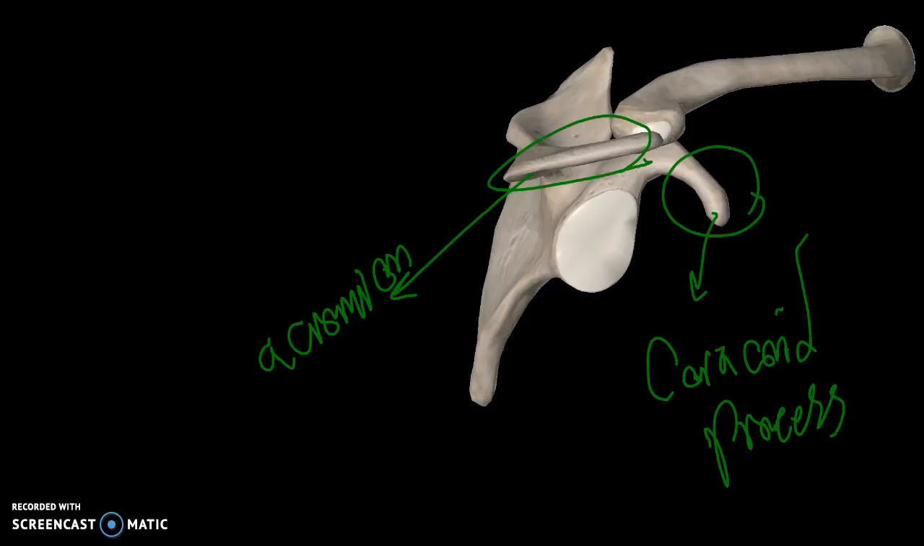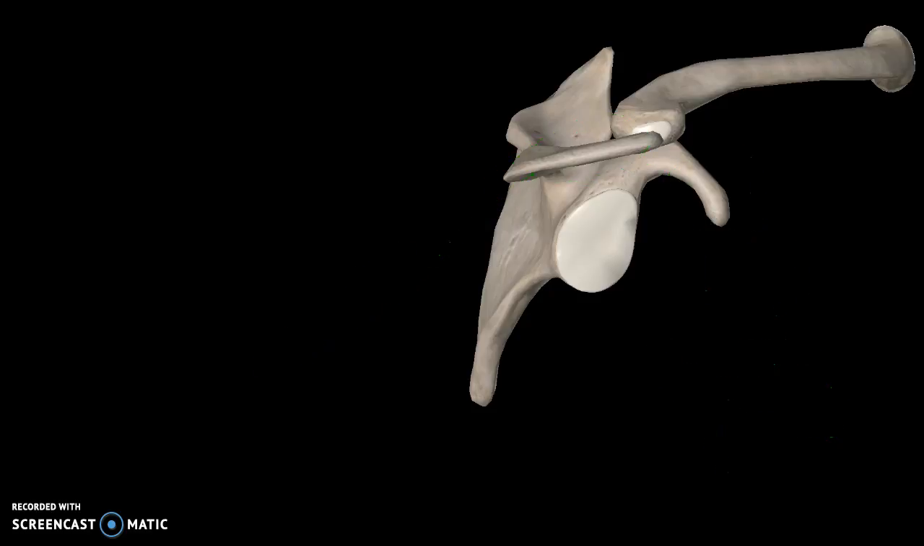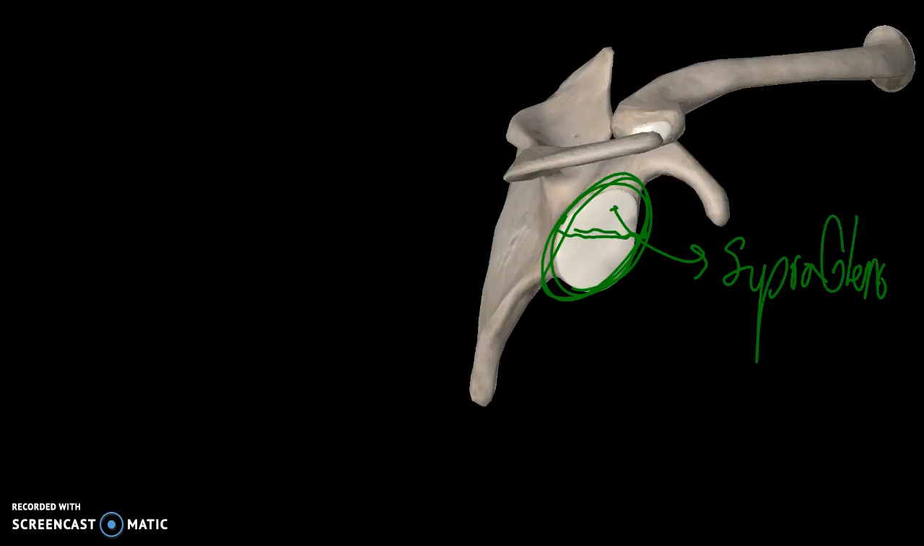And now, since we're at this view, it's worth talking about the glenoid cavity, which is this guy. And if you cut it right down the middle, the top one is going to be the supraglenoid fossa. And of course, the lower one's going to be the infraglenoid fossa.